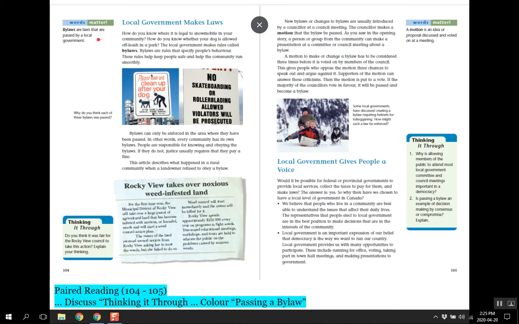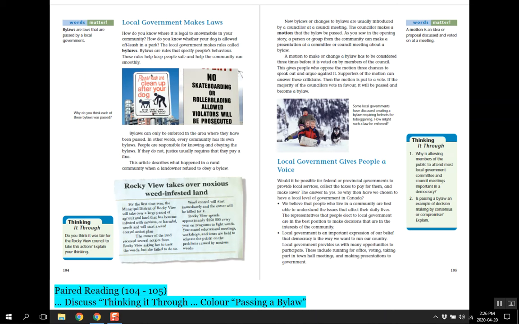Local government makes laws. How do you know where it is legal to snowmobile in your community? How do you know whether your dog is allowed off leash in a park? The local government makes rules called bylaws. Bylaws are rules that specify people's behavior. These rules keep people safe and help the community run smoothly. You can see there's two different pictures of different bylaws. Why do you think each of these bylaws were passed?